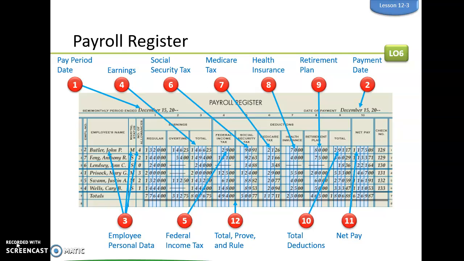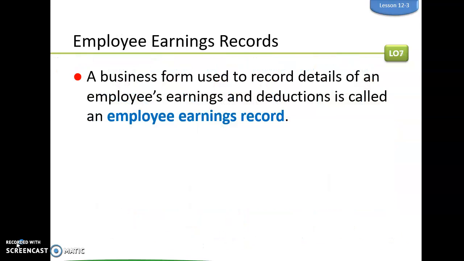So we want to make sure that all of our columns match up, because all of our earnings minus all of our deductions should equal our total net pay. So we're going to total, prove, and rule. So single rule for total, double rule for that it's correct, and then our check number.